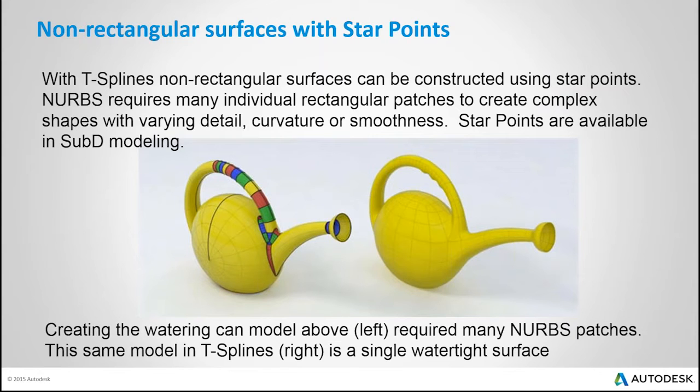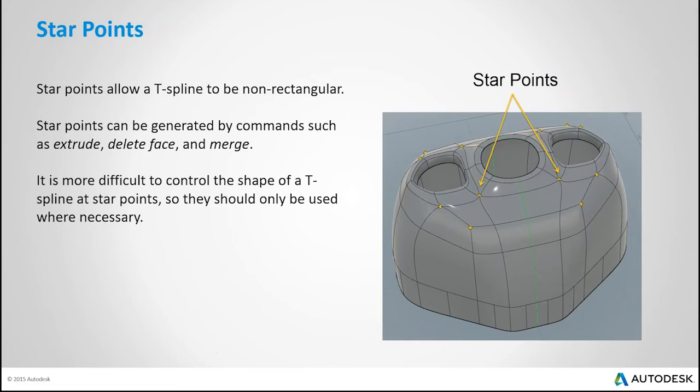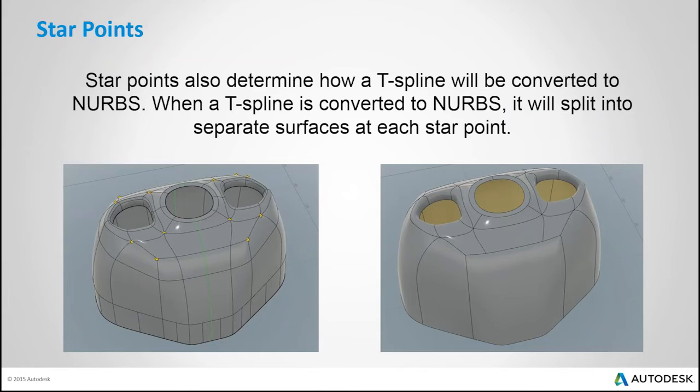You can also have star points within the T-spline environment, so you can do non-rectangular surfaces nice and easily. If you look at the diagram here for this enclosure, the two star points enable you to have non-rectangular surfaces, and these are typically created by using commands such as extrude, delete face, and merge. So you can see here how it looks when it converts from one to another.